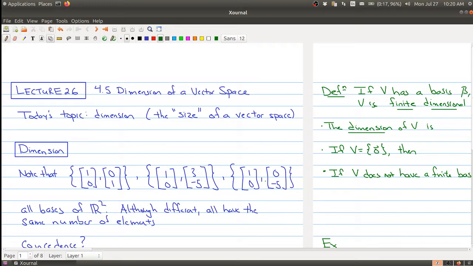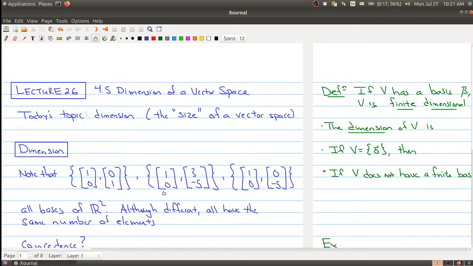So what we're going to be doing today is looking at section 4.5 on dimensions of vector spaces. Today's topic, as obviously from the title, is about dimension, but the way that you can think about it is that we're looking at a way of measuring the size of a vector space. Here I have three sets of vectors: (1, 0), (0, 1), then the set (1, 0) and (3, -5), and then the set (1, 0) and (0, -5).